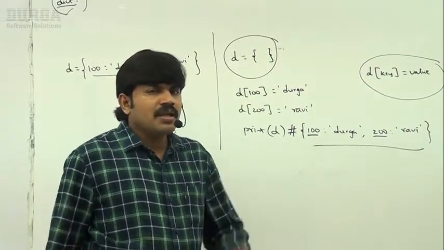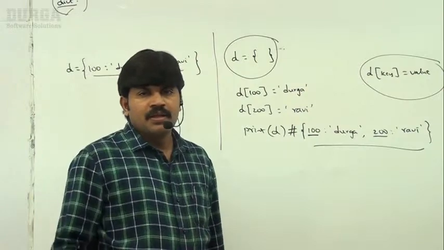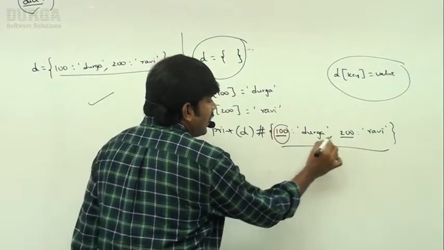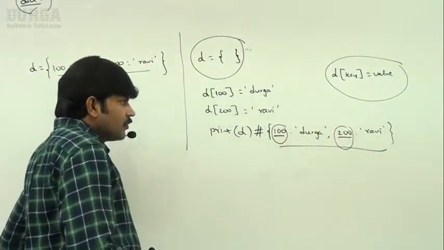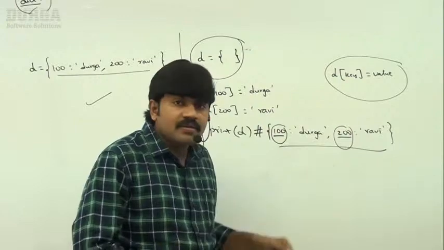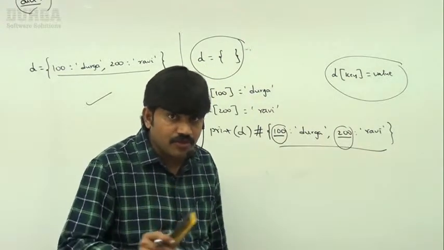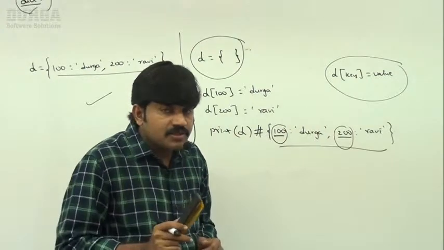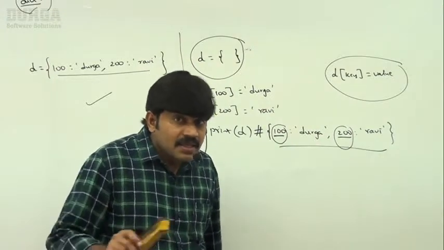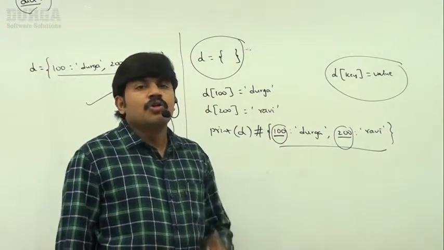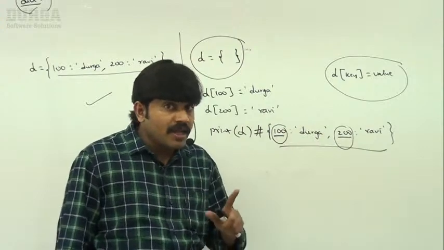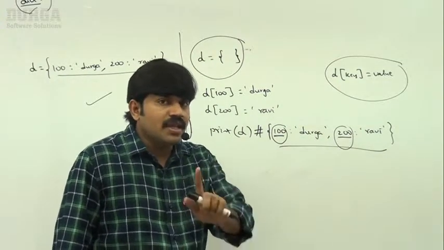But make sure there are some small loopholes in the dictionary. Can you tell me what these 100 and 200 are? Keys. And Durga, Ravi are values, right? Now my question is: are duplicate keys allowed or not allowed? Very important: duplicate keys are not allowed, but values can be duplicated, no problem at all.